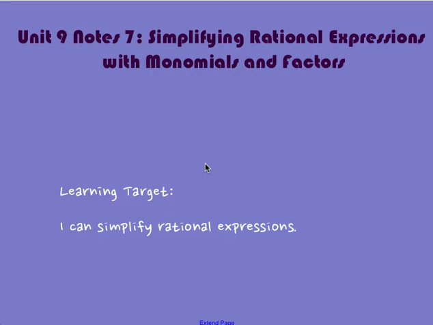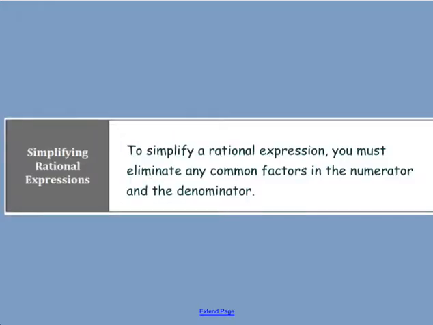Here, and today I'm going to be doing Unit 9, Note 7. So we're going to be talking about simplifying rational expressions, but they're only going to be with monomials and factors. So our learning target for today is that we can simplify rational expressions. So let's go ahead and take a look.